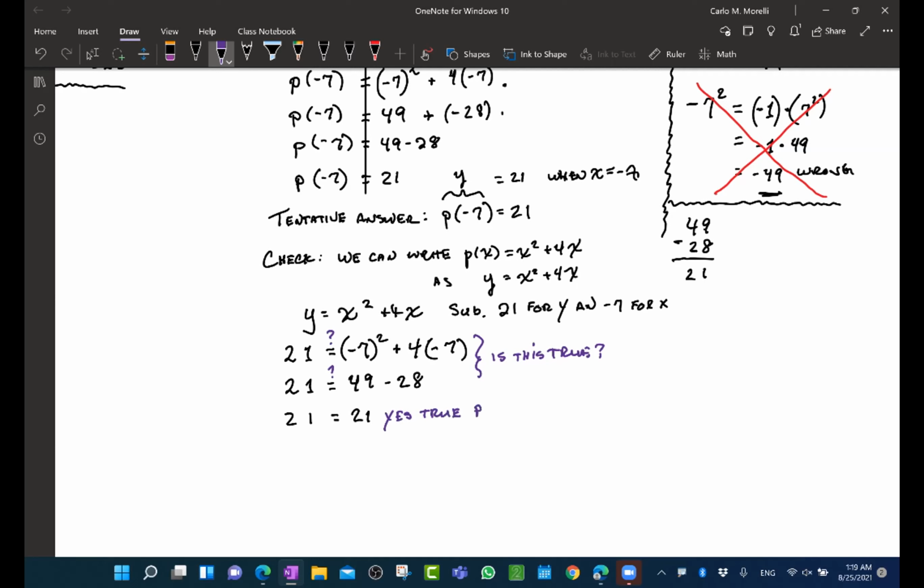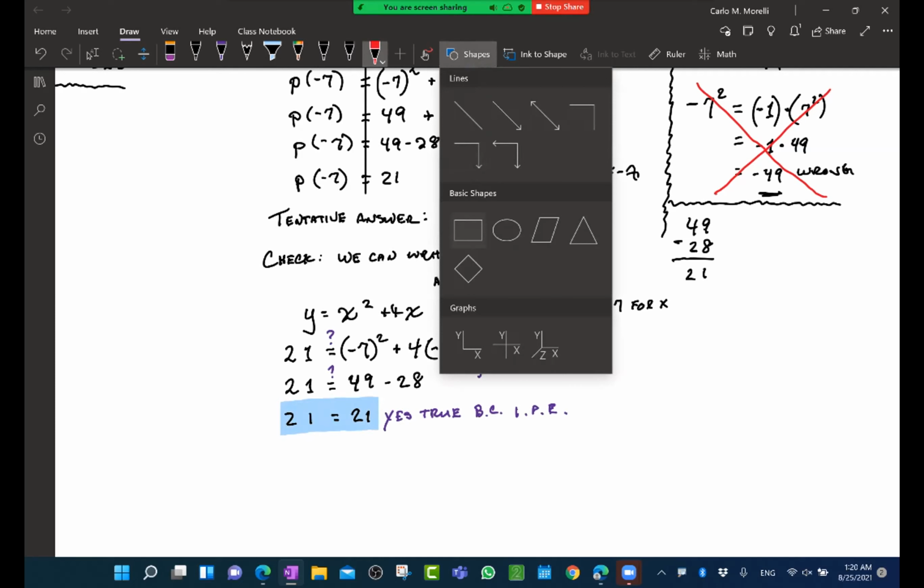Because of the identity property of equality. No, we're not going to do this for the whole semester or the whole year, but I want to see this. 21 equals 21. So that's part of your answer. And the other part of your answer is here, right? So these are the two things that you want to put in like a box.